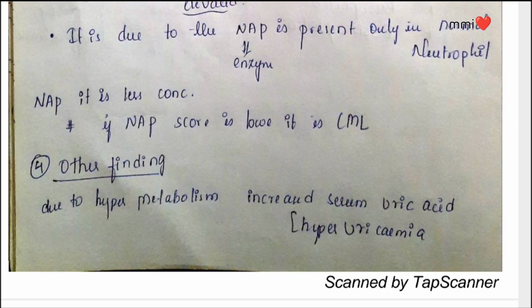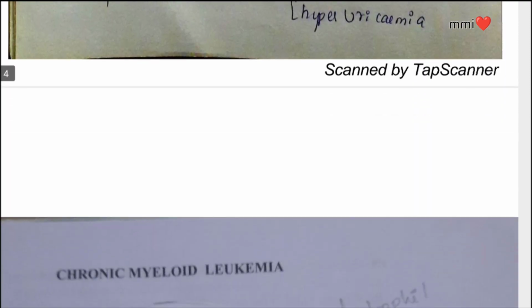Other findings are due to hypermetabolism. There is increased serum uric acid level. Hyperuricemia is seen. Hypermetabolism, you already saw: anorexia, lassitude. Next, coming to the most important thing.